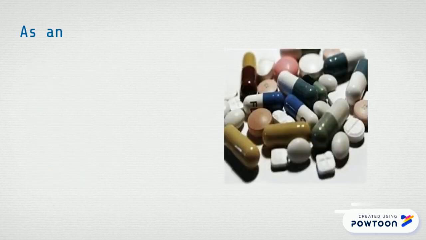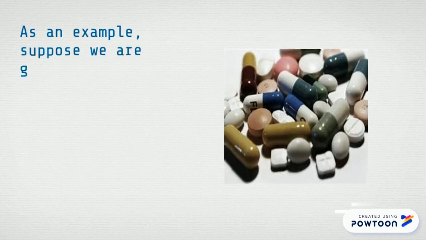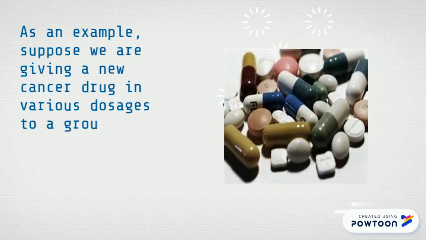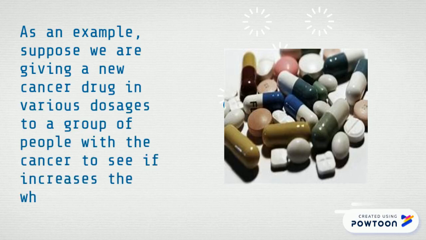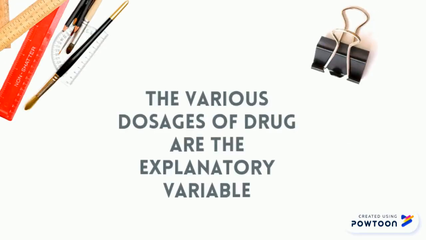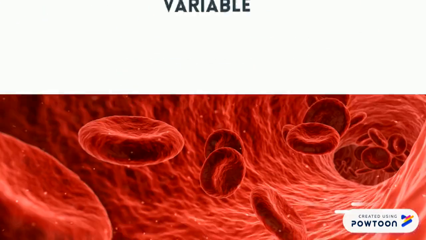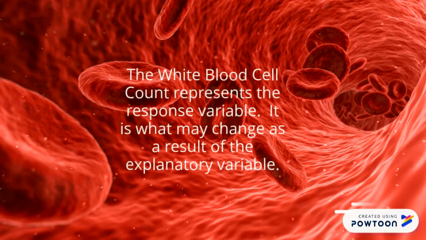So suppose we want to test a new cancer drug on people who have cancer, and this drug is supposed to increase the white cell count in their body and help them to combat the cancer in a better manner. In this instance, the various dosages of the drug are the explanatory variable. And then the white blood cell count represents the response variable, the outcome. It is what may change as a result of the explanatory variable that we've given.